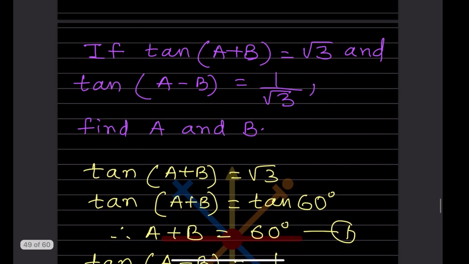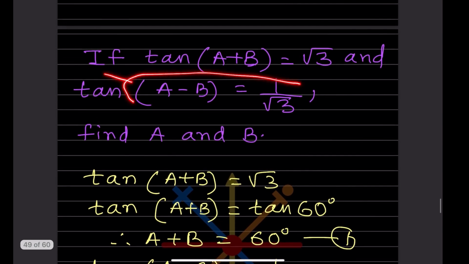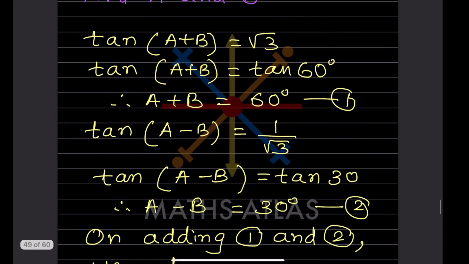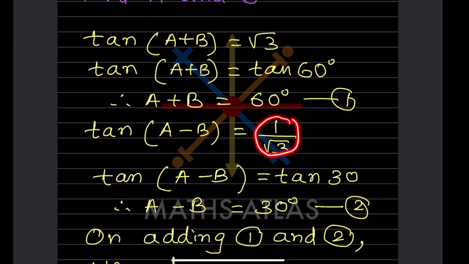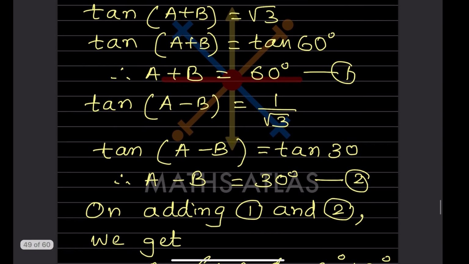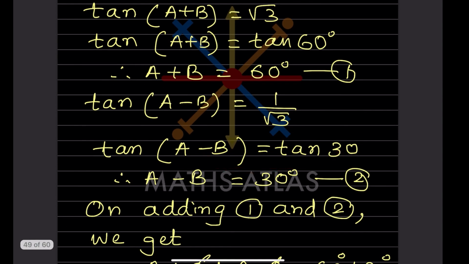Now what is the other thing given? That tan(A minus B) is 1 by root 3. So 1 by root 3, where do we get in tan? We get in tan 30. So we can write tan(A minus B) is tan 30. When we compare this and this, we can see that A minus B is equal to 30. So this is equation number 2.